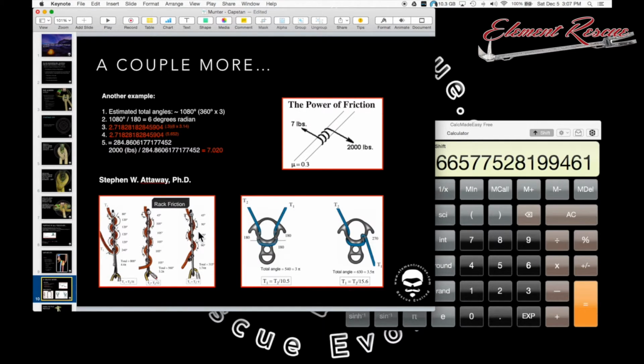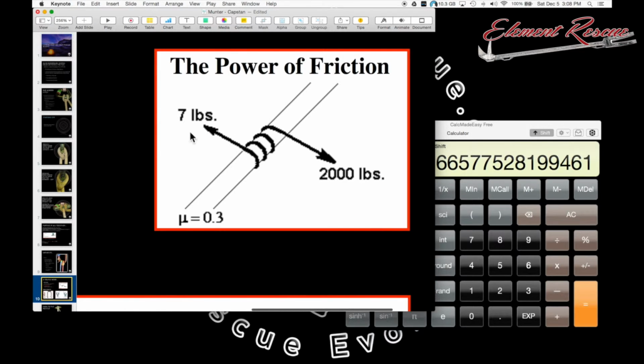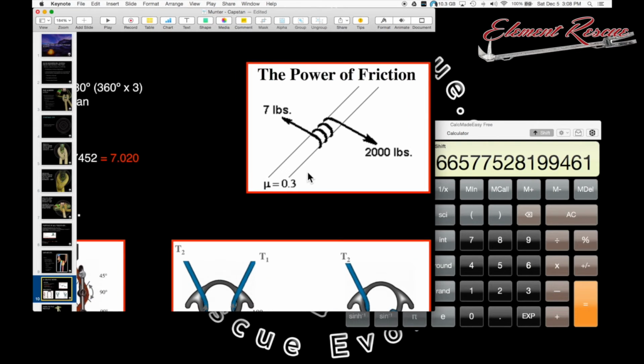So we found this online. The bottom ones are from Steve Attaway's paper. The top one we thought was kind of interesting. So if we look at this, it's a picture that shows, hey, we've got 2,000 pounds of force here. We do 3 circles around this pole. They give us the coefficient of friction as being 0.3, and it basically states that we only need 7 pounds of force on our end to hold 2,000 pounds, and that 2,000 pounds is dispersed through those angles of contact.